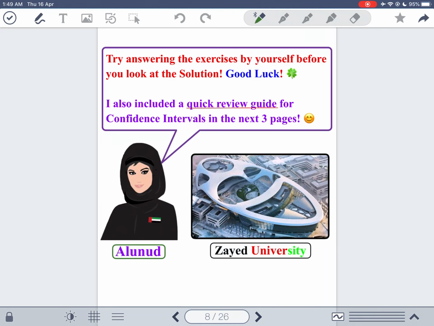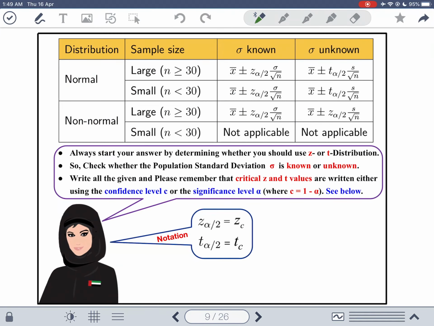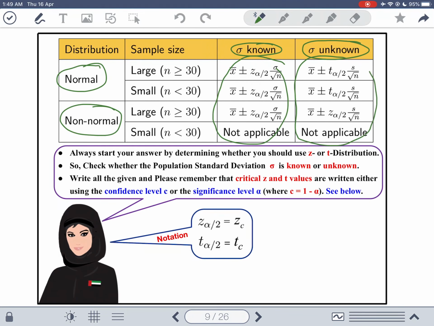Okay, now Alunud has prepared for you a review of the 2 lectures, but it's a crash course, like it's a very quick review, assuming that you watched the lectures already. And it goes like this. So the first page, she reminds you of when sigma is known, what to do, whether the population is normal or not normal, and if sigma is unknown, also what you do in each situation. You see, for the sample size, we take it large or small, and the population normal or not normal, and sigma is known or unknown.